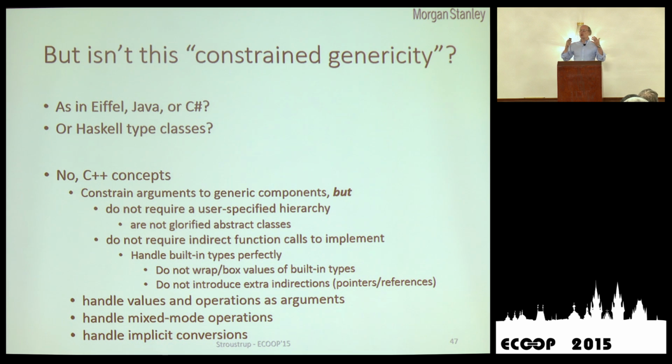You can't express the requirements that the function puts on its arguments by talking about one type at a time. So it's not just types. It handles mixed mode operations beautifully. It handles implicit conversions, and there's no requirement of you specifying relationships between concepts. They're computed. There's no requirement of you expressing relationships between concepts and types. They're computed.